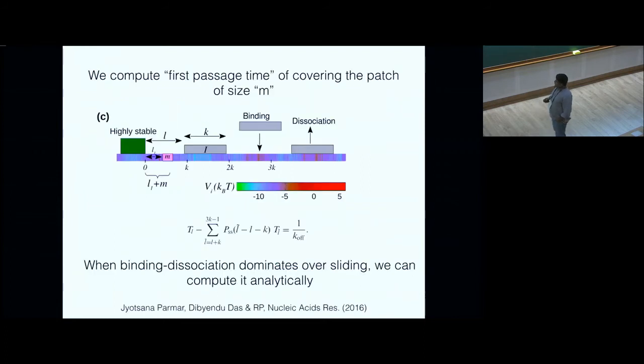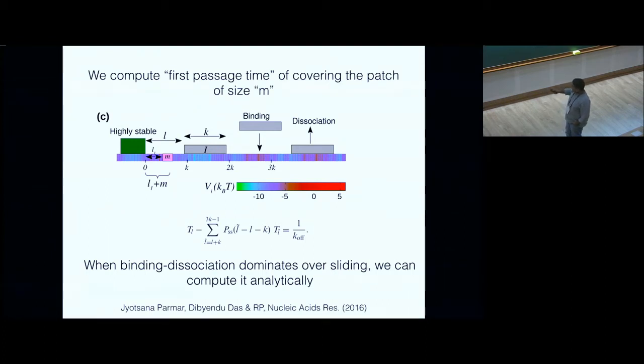physics. We could compute the first passage time of covering this patch of size M. So you have a patch of size M. What is the mean first passage time that this site will be covered if you start with an open state? So you start with some condition such that the first nucleosome is L away and the patch is L1 away from the barrier.